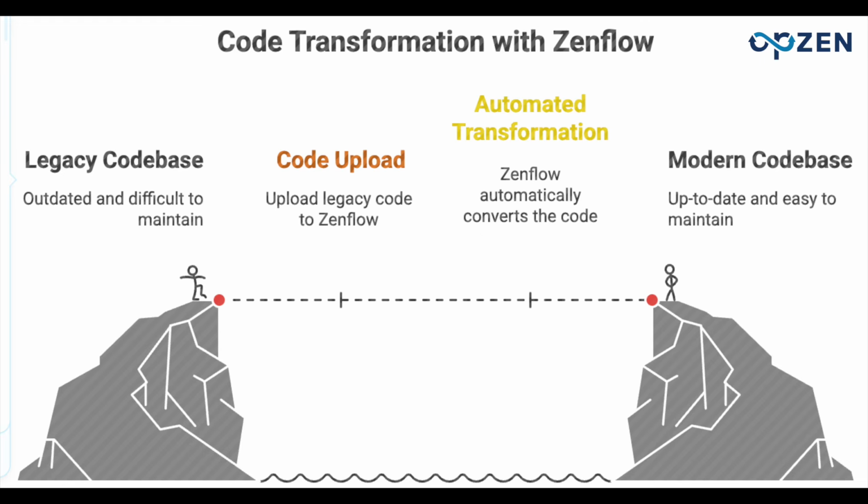ZenFlow is a platform that automatically converts one programming language into another. For example, transforming a legacy codebase into a modern system. It's simple. You upload your legacy code. ZenFlow's automation gets triggered, and once the process completes, your modern code is ready to use.